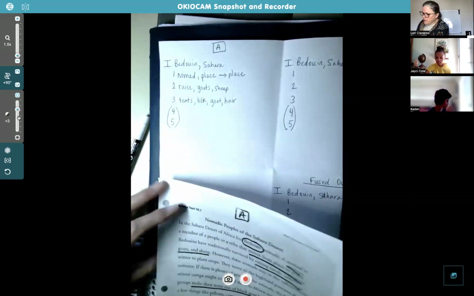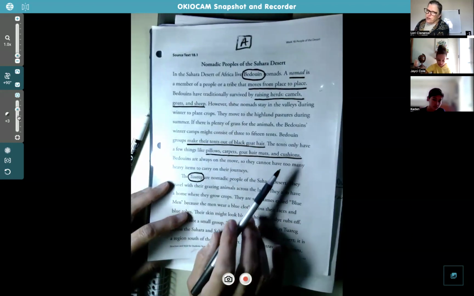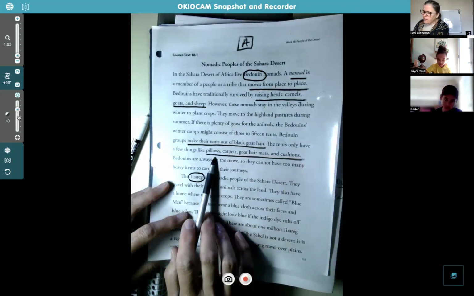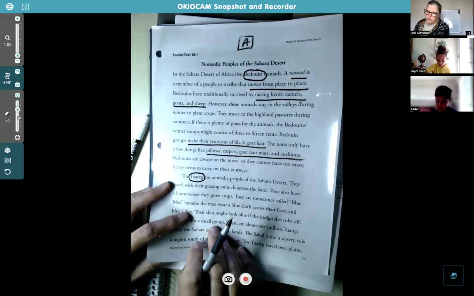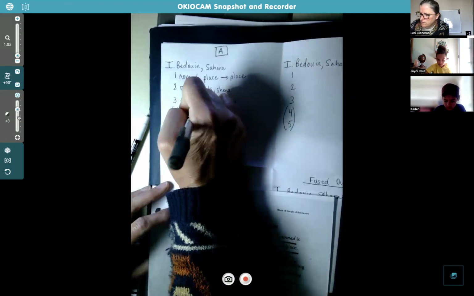And then the last one was these items that they have inside their tents. Now we only have room for 3 words. So if you want to draw some of these, you can. I think I'm just going to put pillows, carpets, and cushions. But you decide how you want to put that on yours.